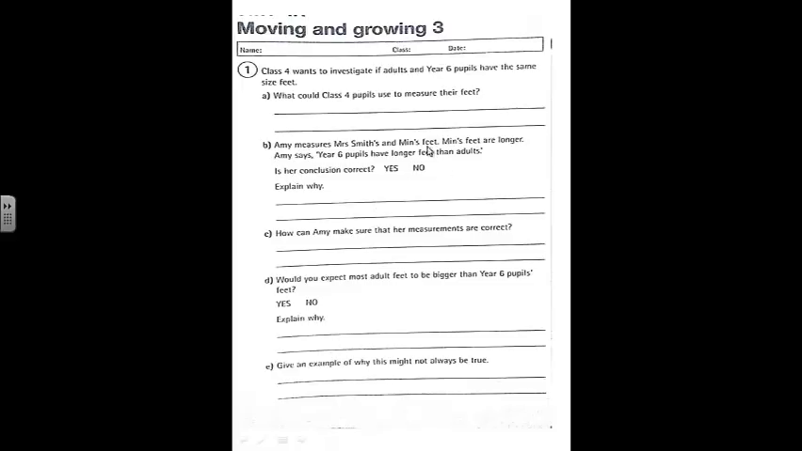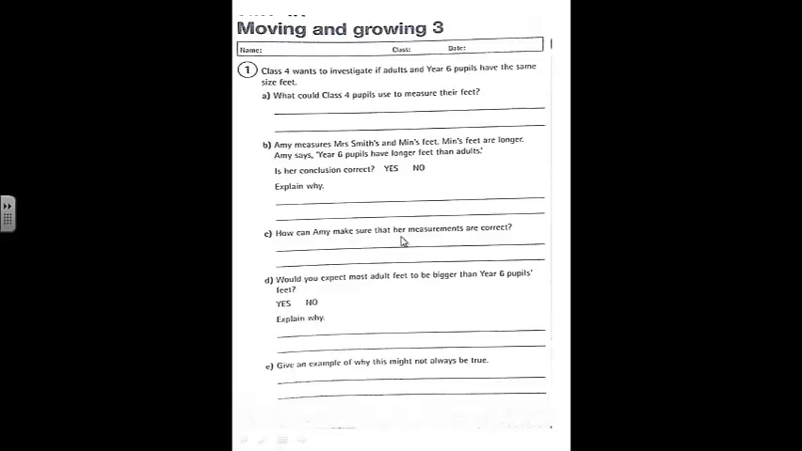Is her conclusion correct? No. Explain why. Because she must measure more adults and more grade year 6 pupils, or she must compare more adults to grade 6 students. I hope you understand it. It means that she must get more adults and measure their feet, and more grade 6 pupils and measure their feet. She can't write her conclusion with regard to only one result, or only one measurement, or only one experiment. She must do it more than one time so she can write her conclusion.